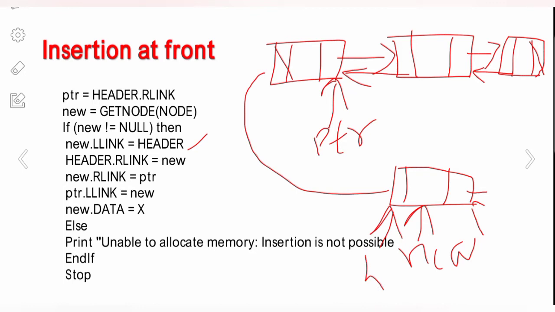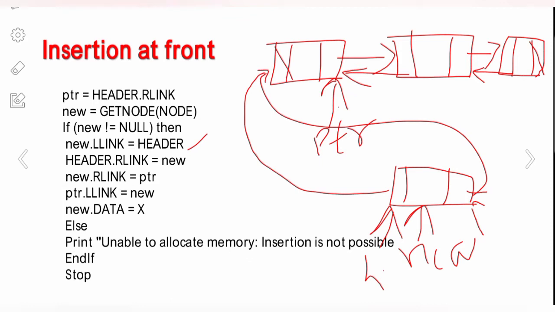Next, header dot r link equals new. So header dot r link, that is the right link, must be equal to the new pointer. Here the right link of the header will become new, that means it will start pointing to this node. And new dot r link equals pointer, and pointer dot left link equals new.